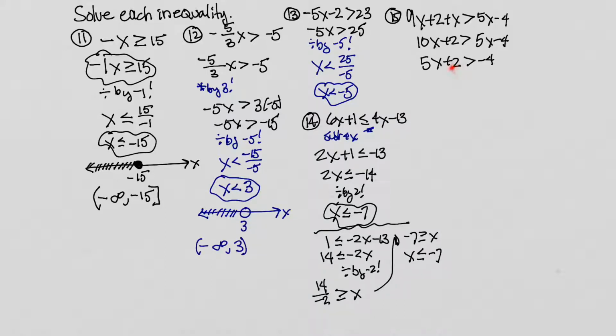We're going to subtract 2, so that'll give us negative 6. So we'll get 5x is greater than negative 6. And now I'm going to divide by 5, alert. But I'm dividing here by a positive, so no change in the direction of that sign. So we'll get x is strictly greater than negative 6 over 5. And that's it.